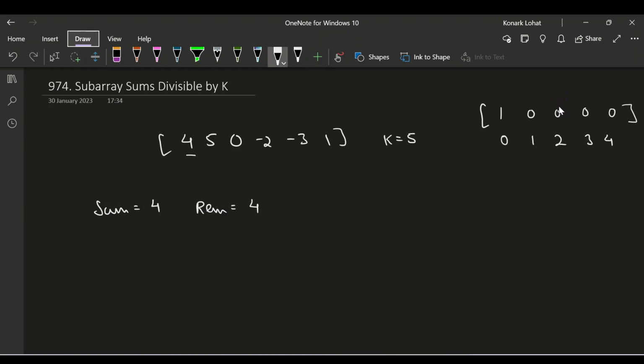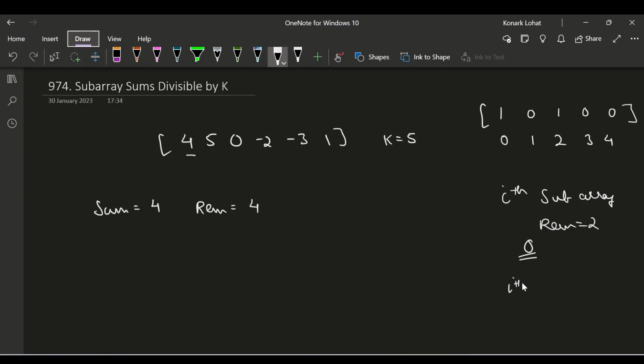But I will be incrementing the count. For example, on the ith iteration, I find a subarray whose sum has a remainder equal to 2. Fine. At this point there is no answer, because 2 is not divisible by k, so the subarray count, the answer value, will remain 0, right?